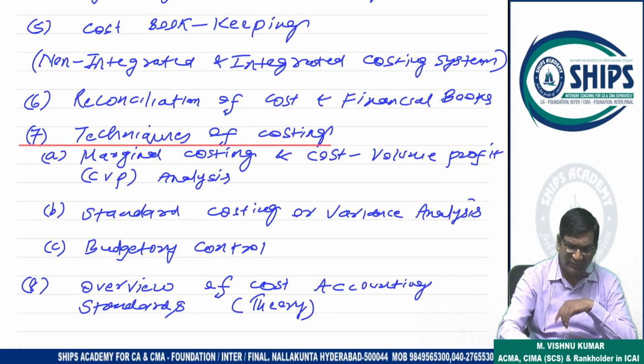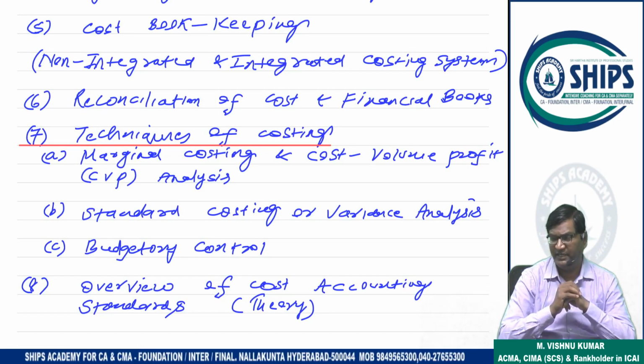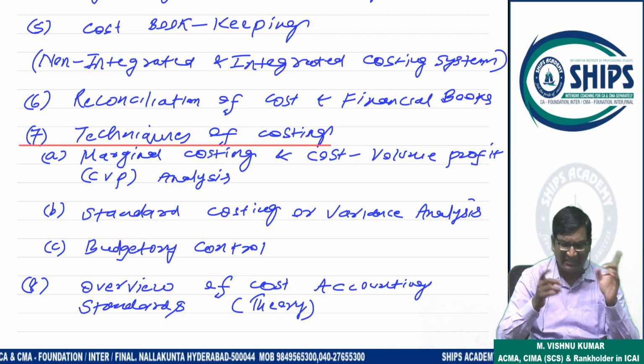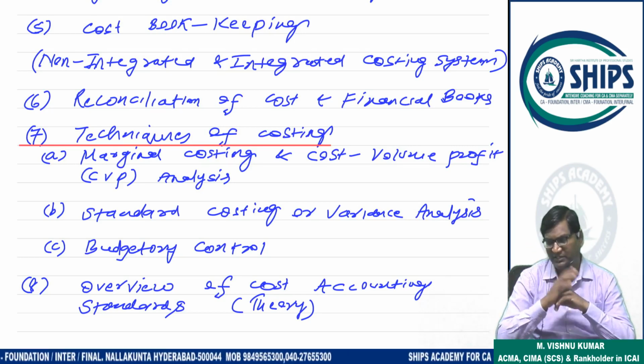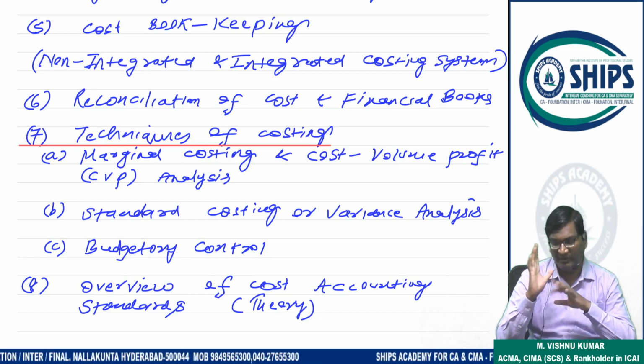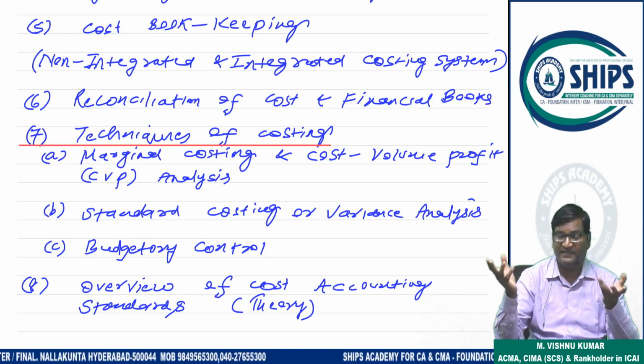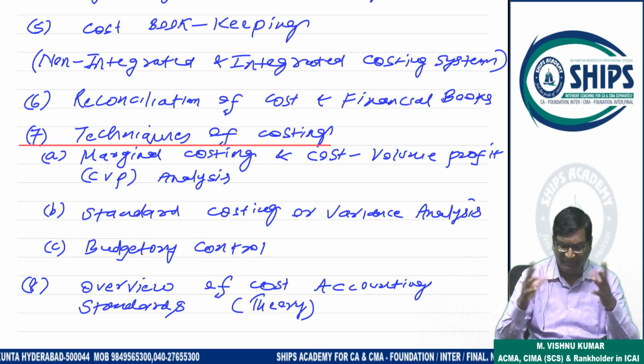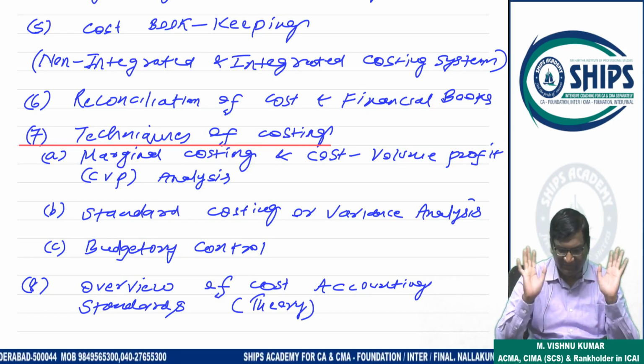And last and final is your cost accounting standards and cost bookkeeping. Okay, from cost bookkeeping, in the last attempt only a 1 mark question was tested. But it is not necessary that in the next attempt also a 1 mark question will be tested. So 5 marks, 10 mark questions also can be tested from this.